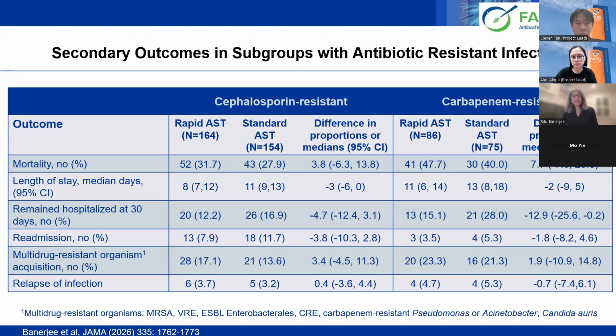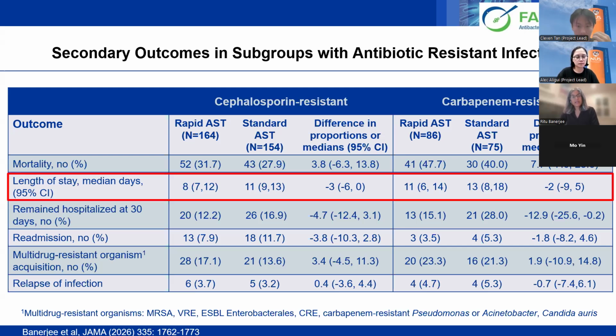We also looked at a variety of subgroups. The antibiotic resistant subgroups actually had the most interesting differences between the arms. And I want to call your attention to, in both the cephalosporin resistant group and the carbapenem resistant group, there was a trend toward shorter length of stay in participants in the rapid arm compared to the standard arm, although these differences were not statistically significantly different. But then when you look at the carbapenem resistant arm, you could see that the proportion that were remaining in the hospital at 30 days was significantly less in the rapid testing arm compared to the standard testing arm.